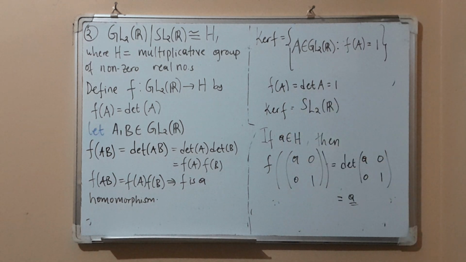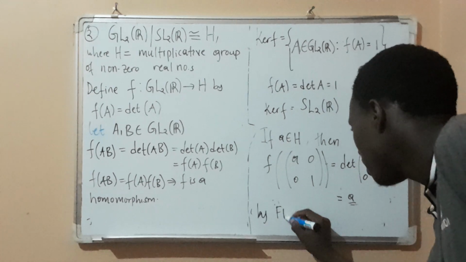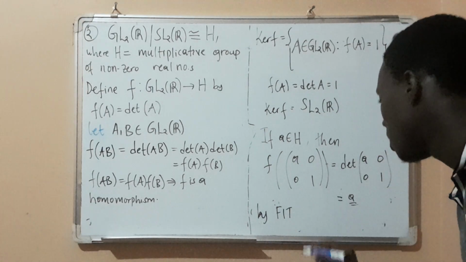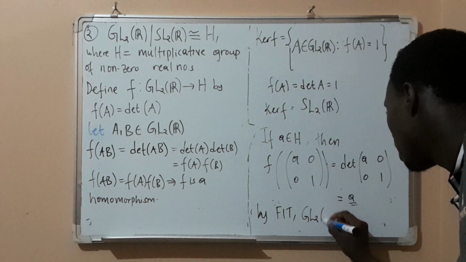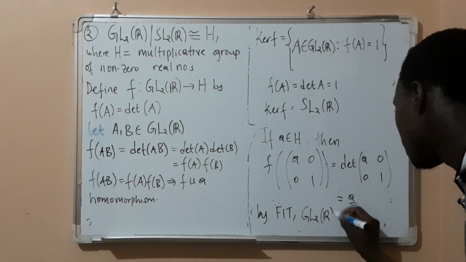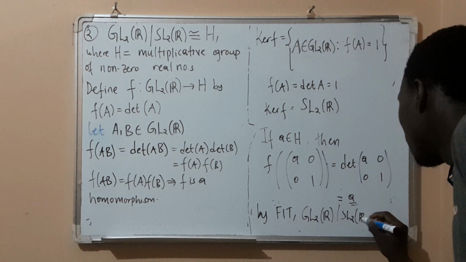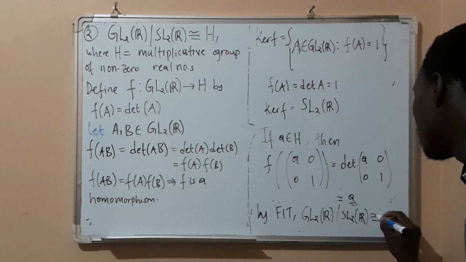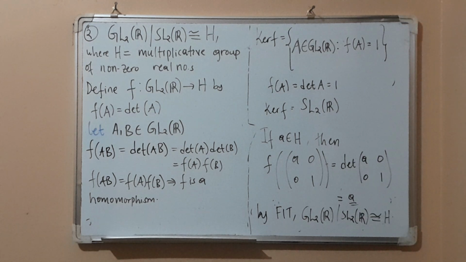So indeed, by the first isomorphism theorem, we have this factor group, G over SL2, being isomorphic to the multiplicative group of non-zero real numbers. So I'm going to stop here.